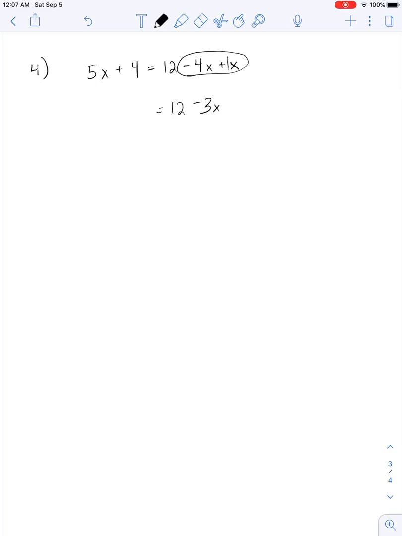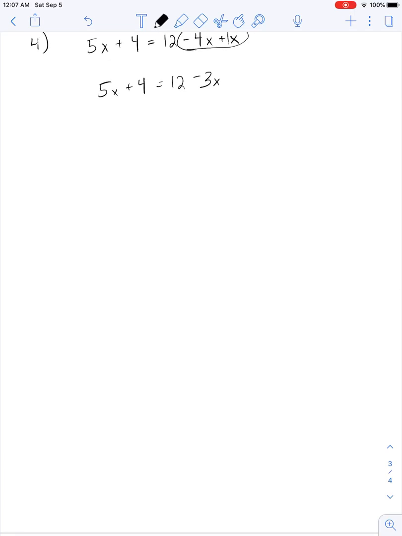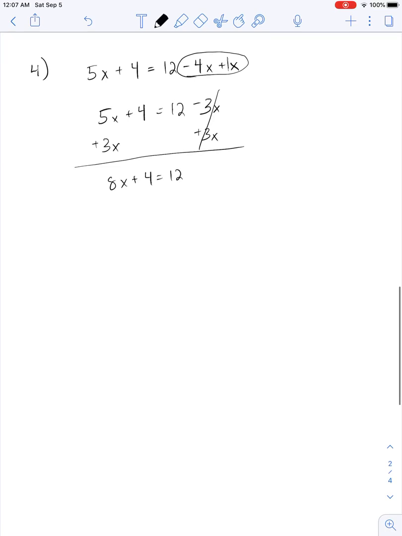We can bring everything else down. We see x's on both sides, so let's get rid of the smaller one. I get rid of the minus 3x by adding 3x. Whenever we see letters on both sides, we always get rid of the smaller one. So now we're left with 8x plus 4 equals 12. And we continue here in order to get x by itself. All right, we need to get rid of the 4 first. And then our last step would be just to divide by 8. So actually this problem didn't look too bad there. Write our number 4.